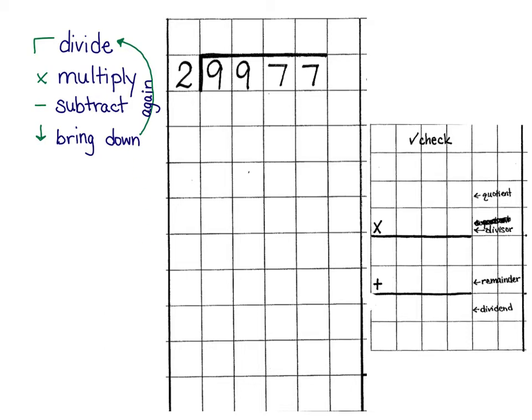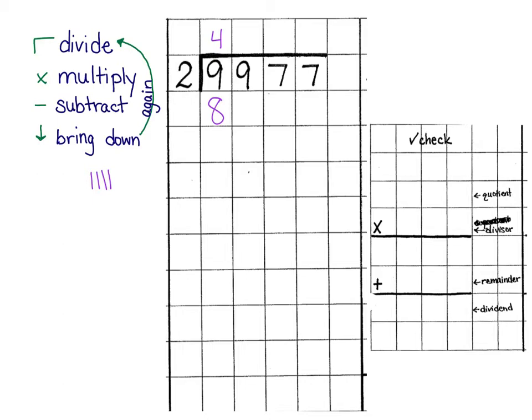So, how many groups of 2 are there in 9? Let's think. 2, 4, 6, 8, 9 would be the next number. So there are 4 groups of 2 in 9. So we divided. Now let's multiply. 4 times 2 is 8.